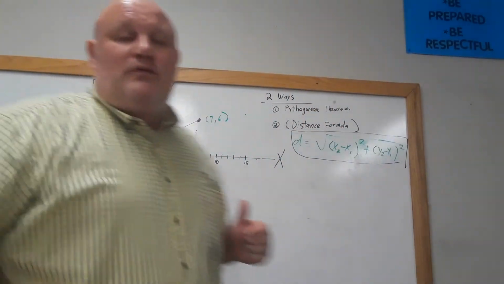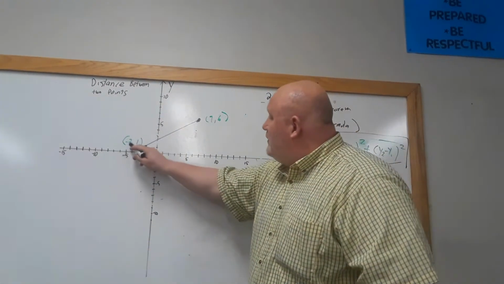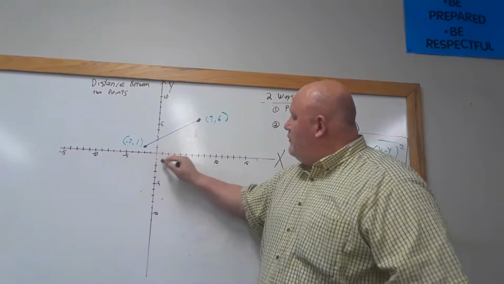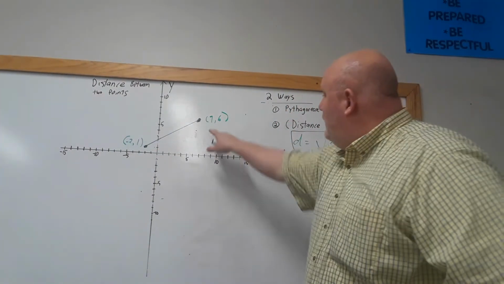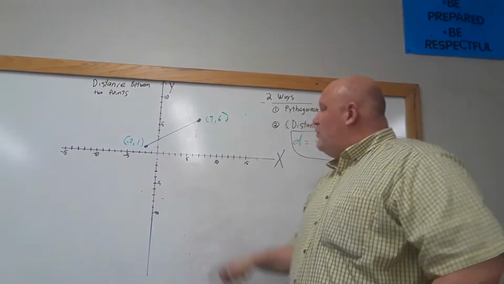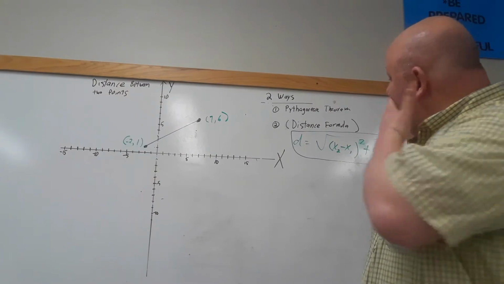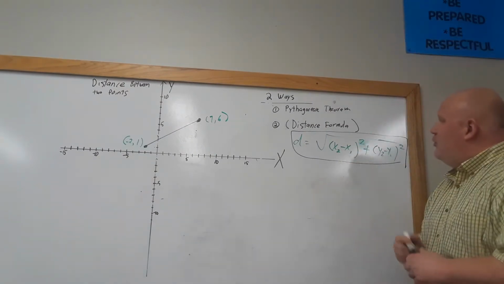Finding the distance between 2 points. So I've got the 2 points, -2, comma 1 right here. So to the left 2, up 1. And then 7, comma 6. So to the left 7, up 6. We're trying to find the distance between those 2 points on a coordinate plane. All right. So I'm going to show you the first way.